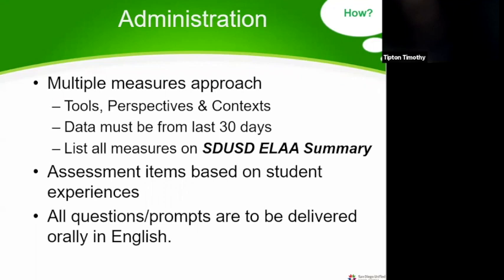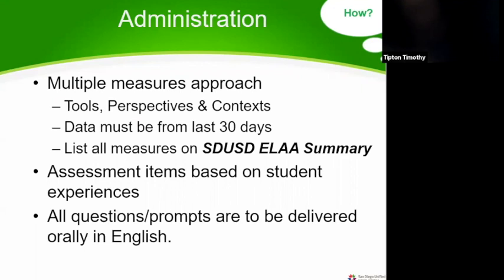And another important thing is that this data can be collected over the previous 30 days. So if you have some performance data, some portfolio assessments, or some writing or reading or speaking, listening data, you can use that in order to make your determinations. And you'll be listing all these measures you use on a final summary sheet. It's a score sheet that will allow you to determine the proper level of this student, and allows teams to determine the appropriateness of English learner supports and services.